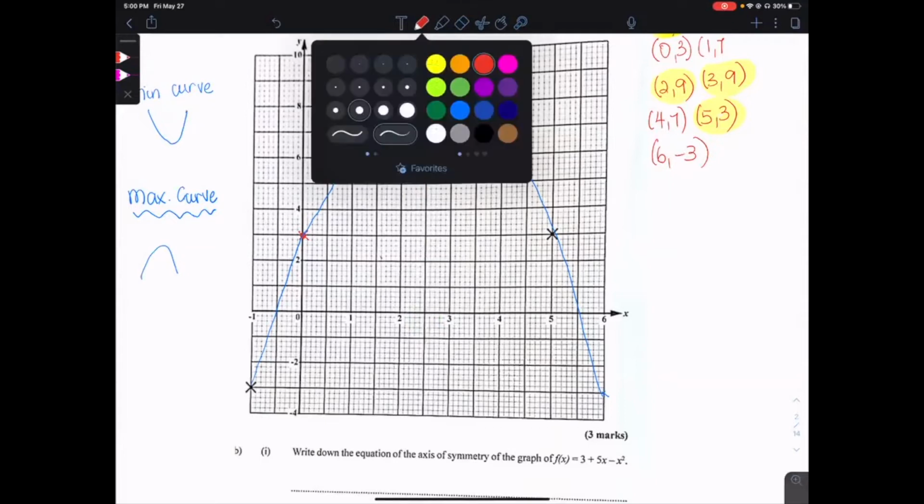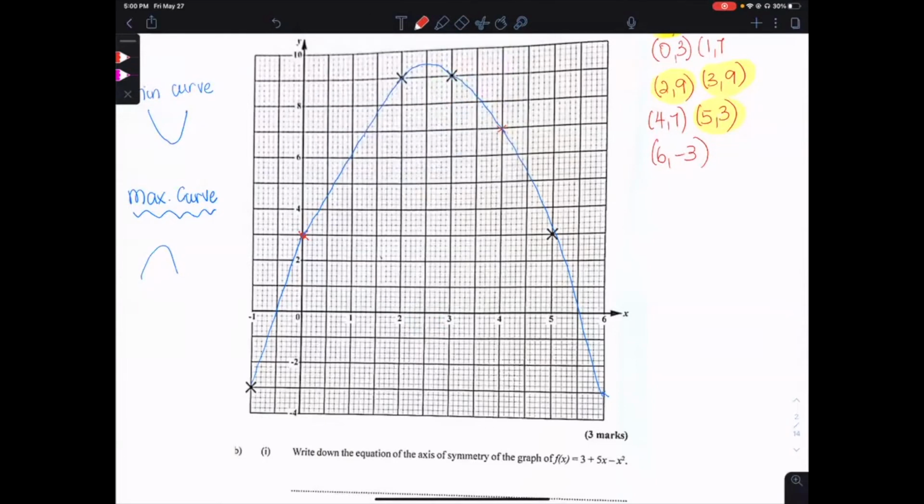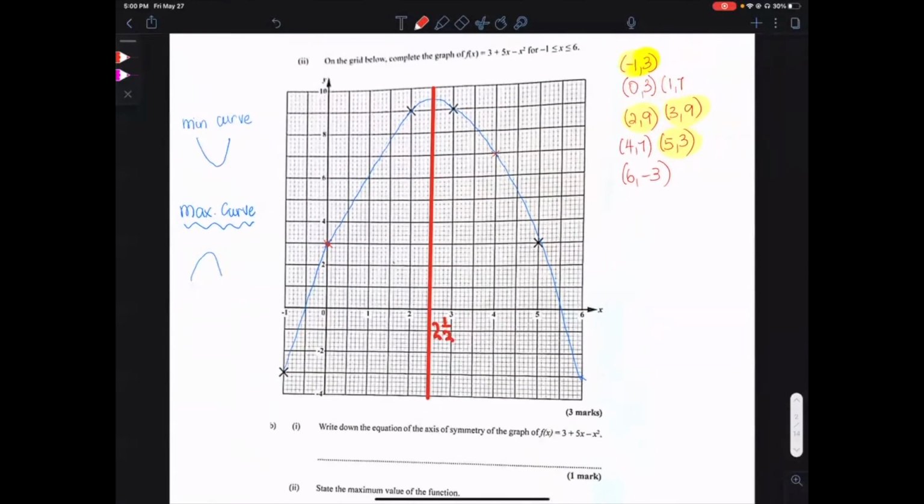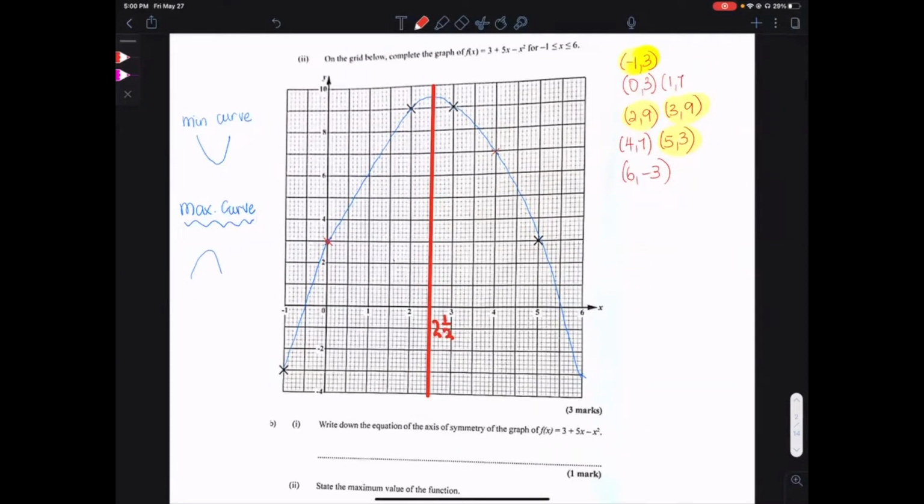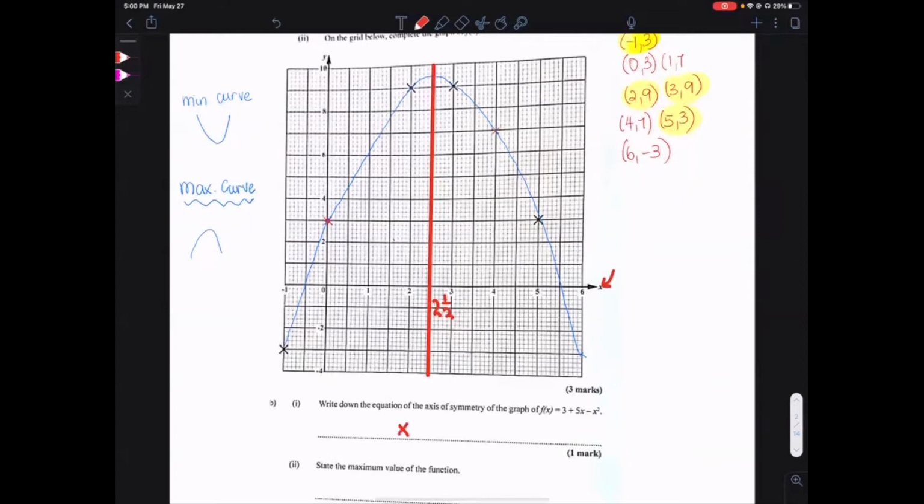So at this line here, the curve is symmetrical. So if you notice, it is midway between 2 and 3. This point has a value of 2.5. They ask you for an equation. You are not to put 2.5. That is not an equation. An equation contains an equal sign. This passes through the x-axis. So the equation starts with x equal to 2.5. Or you can write x equal to 2.5.